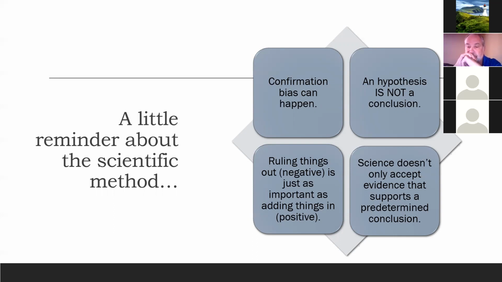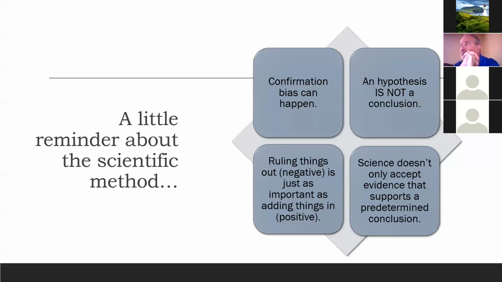Remember, your hypothesis is not a conclusion, it's a guess, so you need to continue to work on building trees and figuring it out. Ruling things out, the negative, is just as important as ruling things in, the positive. So again, those colored squares versus white squares versus gray squares, all of those things have meaning and all of them are important. And science doesn't only accept evidence that supports your predetermined conclusion. So you have to be really careful about that.